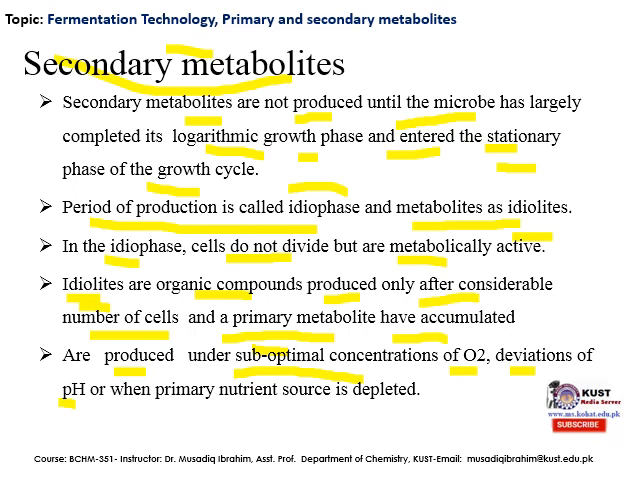As a result of accumulation of microbial cells along with the primary metabolites, there is some deviation of pH within the fermentation tank, or the primary nutrient source is depleted. So the nutrients, the media which is provided as a source of food for the microbial cells to grow, are all consumed when the microbial cells reach the stationary phase, and then the secondary metabolites start to be produced.